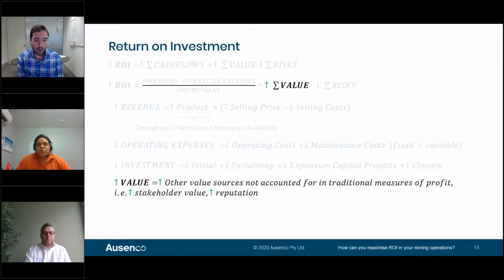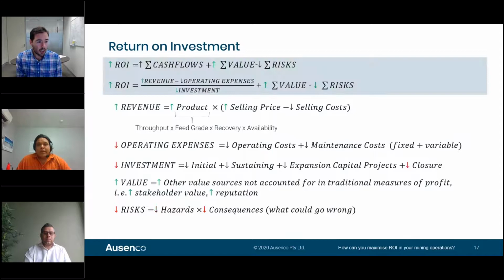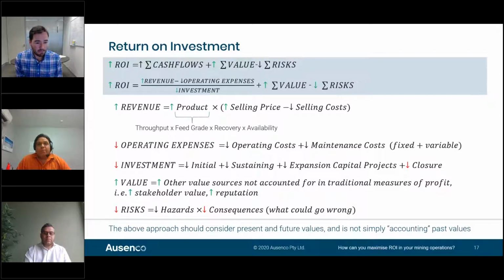Value, again, there's a lot of ways you can measure value that may not be reflected in a cash flow. Typically, stakeholder value or value to investors and things like that are becoming more predominant in the market. And then risks. Again, we don't always consider what can and could go wrong, and we don't always assign a value to that. So you put all this together, and you say, like any sort of good business analyst, the approach needs to consider present and future values, and it isn't simply a budget exercise that looks at accounting of past values.